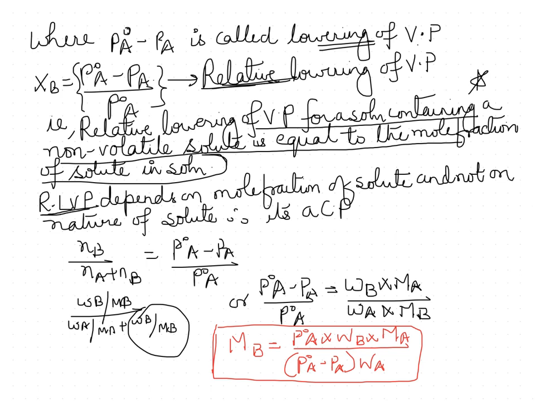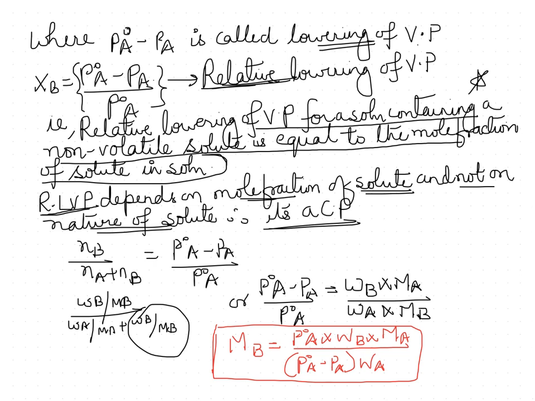Relative lowering of vapor pressure depends on the mole fraction of solute and does not depend on the nature of the solute. Therefore, it is a colligative property. Once again, relative lowering of vapor pressure depends upon the mole fraction of the solute and not on the nature of the solute. Therefore, relative lowering of vapor pressure is a colligative property.